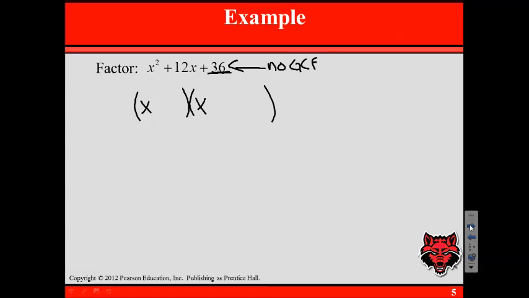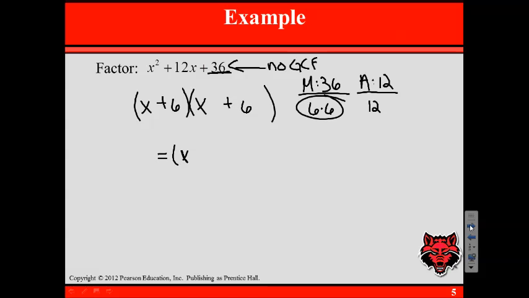Instead, we look at just 36, and we want two numbers that multiply to give us 36, but that add to give us 12. And those two numbers will be 6 and 6. So because our coefficient of x squared was 1, we can just simply put these numbers into the binomials, into the missing places. So this becomes x plus 6 times x plus 6, or x plus 6 squared.